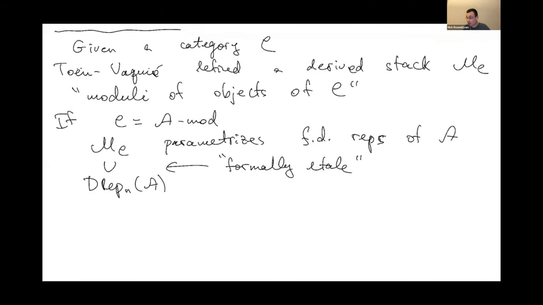The other thing I wanted to say is that if I have a point here, one feature of derived stacks is that points have tangent spaces, and tangent spaces are themselves chain complexes. So the tangent space at this point E is R Hom in C from E to E, shifted by one. The advantage of looking at derived things rather than ordinary things here is that it has well-controlled tangent spaces, which you can describe very explicitly.